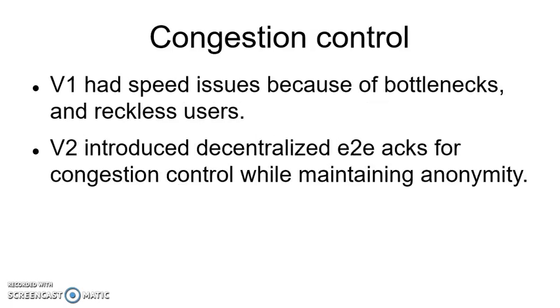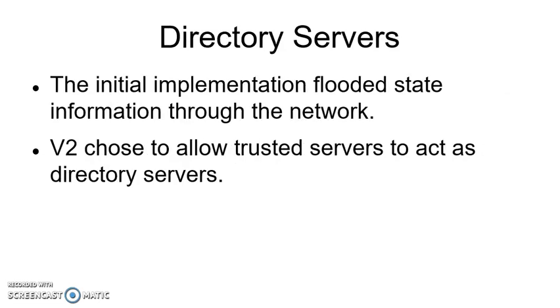Version 1 had some speed issues because of bottlenecks and reckless users. So version 2 changed its congestion control, and it introduced a decentralized end-to-end acknowledgements for congestion control while maintaining the anonymous nature of the onion routing.